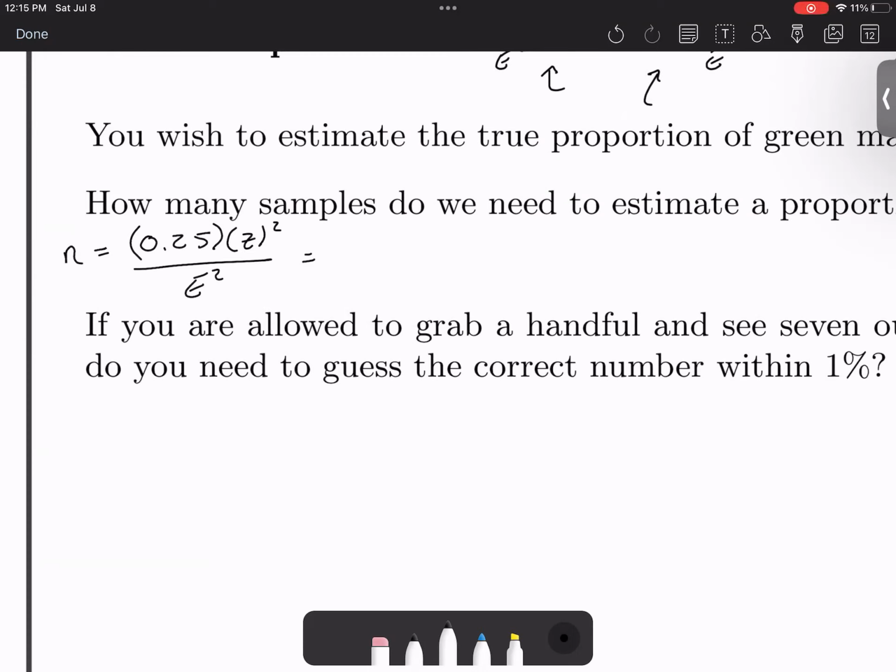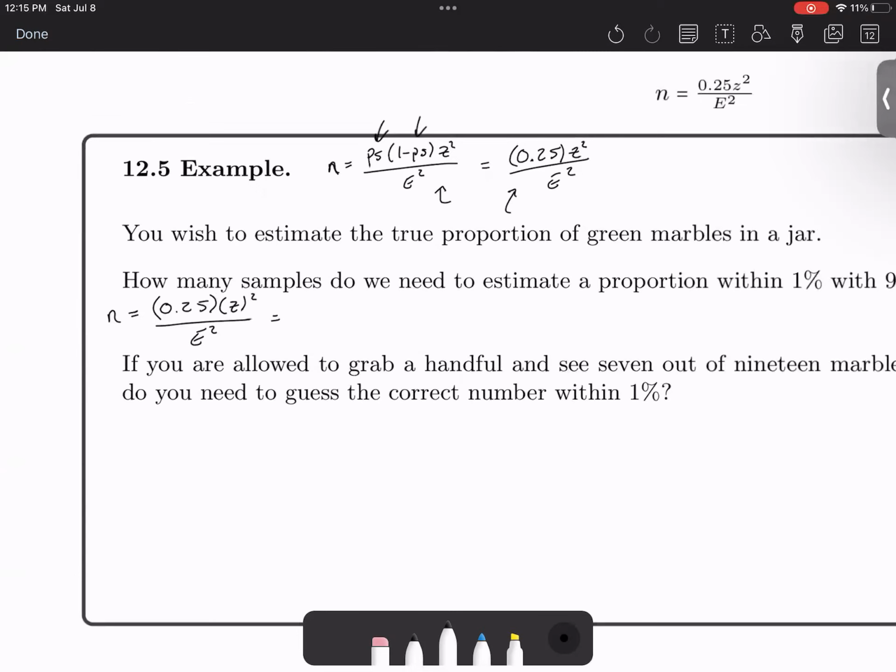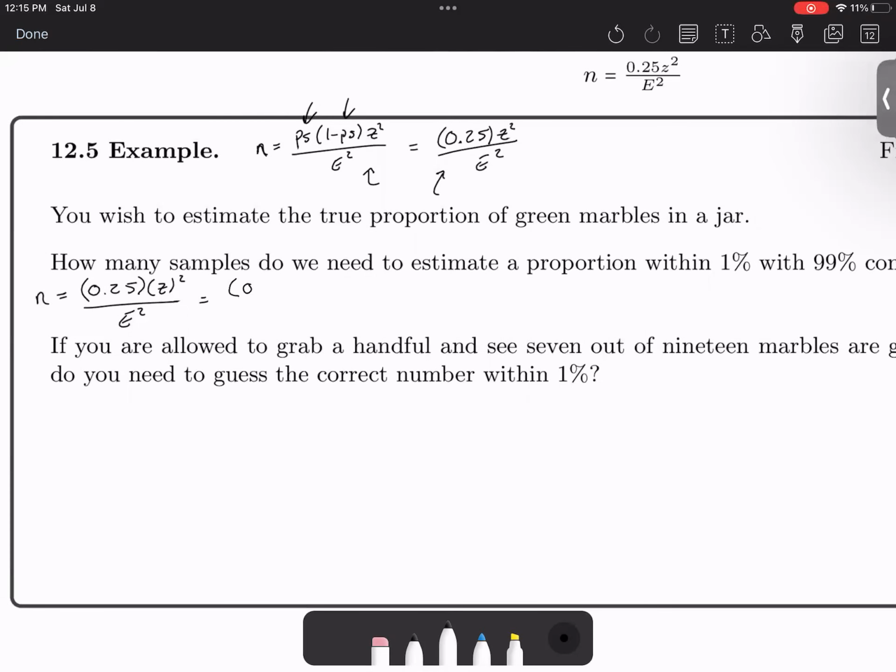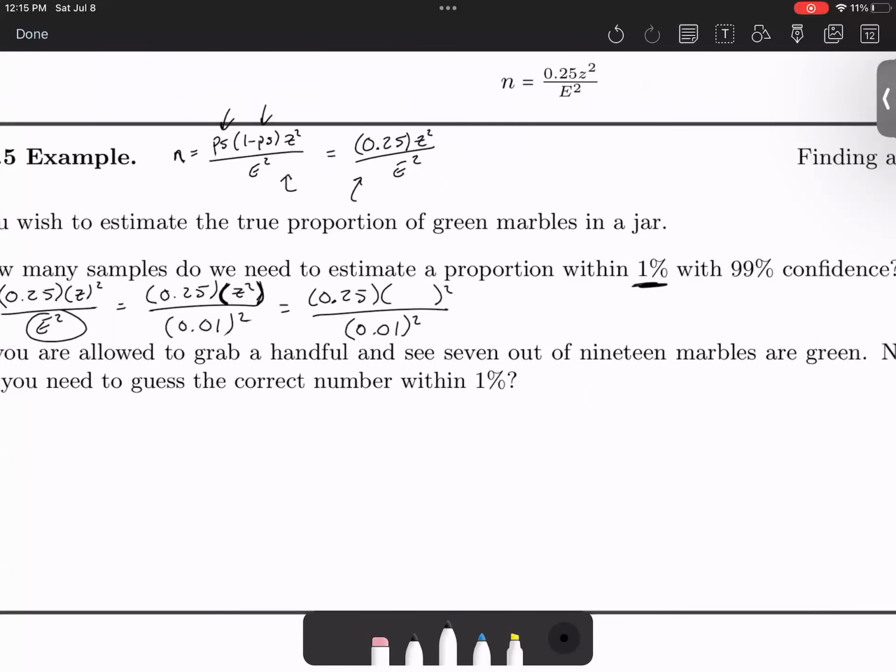Okay, now let's figure out the z-value and the margin of error. The margin of error is given to us in the problem. Right? This margin of error, I'm supposed to estimate my proportion within 1%. So that's 0.01. Now let's figure out what this z-value is. So our z-value, that's going to come from how certain we want to be. We want to be 99% sure.